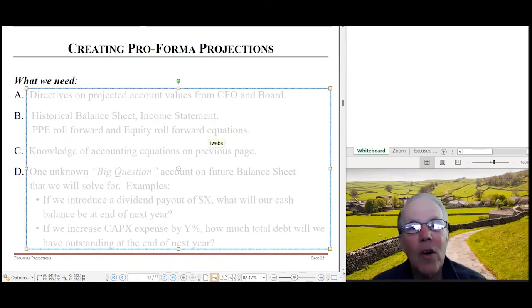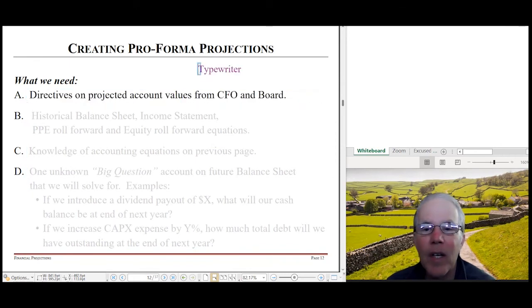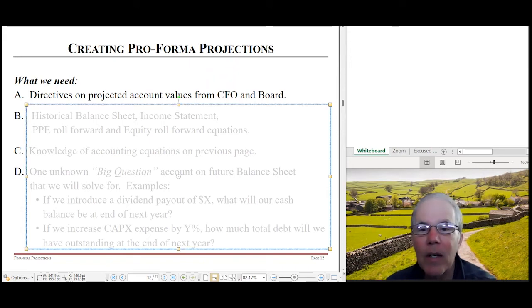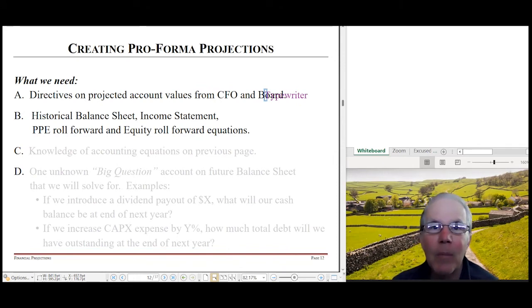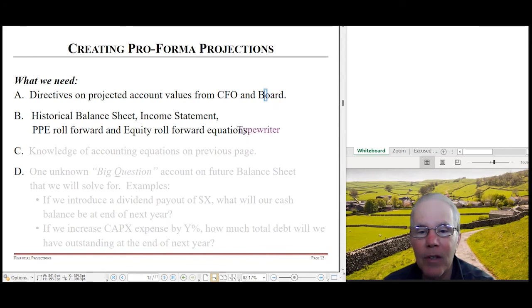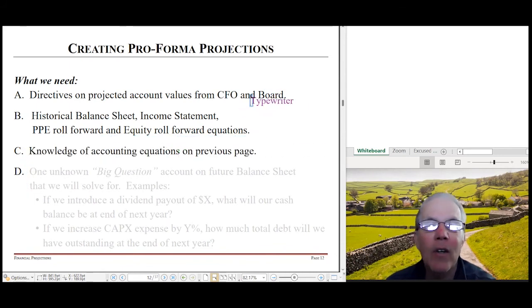So now we're ready to talk about specifically creating pro forma projections, how we're going to do it with a high level of specificity. All right, so the first thing we're going to need are directives from the CFO or the board on certain accounts. We're going to need a historical balance sheet, income statement, PPE roll forward equation, and an equity roll forward equation. And we're going to have to remember the accounting equations that we just looked at on the last page.